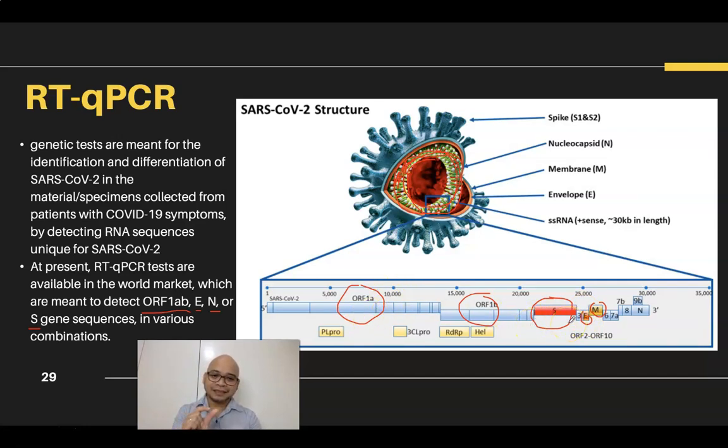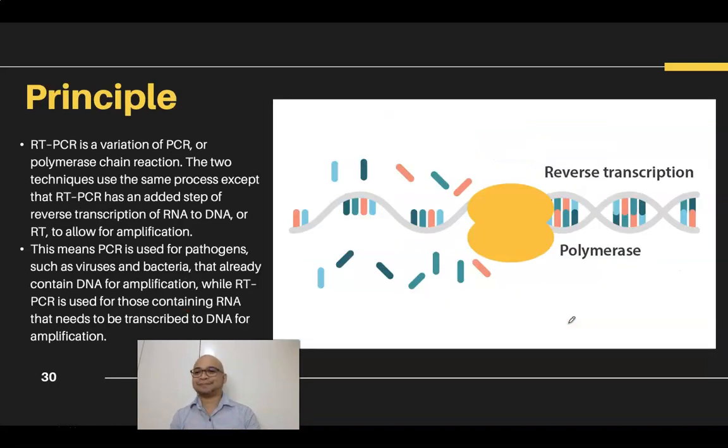So these particular sequences are being detected, and not just detected, quantified. So that's the reason why we have qPCRs. These are being detected and quantified by means of RNA copies in this molecular testing, making RT-PCR specific and sensitive at the same time. So the principle is RT-PCR is a variation of PCR. PCR, as we all know, is the polymerase chain reaction. So the two techniques use the same process, except that you have an additional step in RT-PCR.